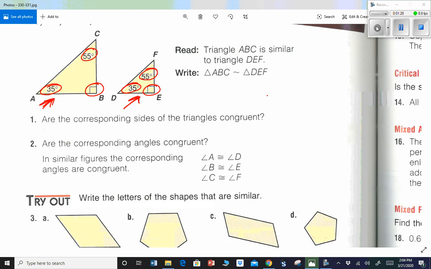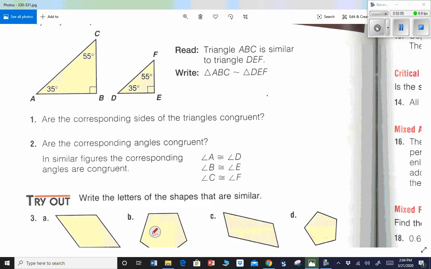Well, that's not the case, because remember, in every triangle the angles have to add up to 180. If you were to add 35, 55, and 90, it comes out to 180. And that's just a thing that is true about all triangles. So in similar figures like triangles and rectangles and pentagons and hexagons, similar figures have equal angle measures. So the angles are going to be the same.